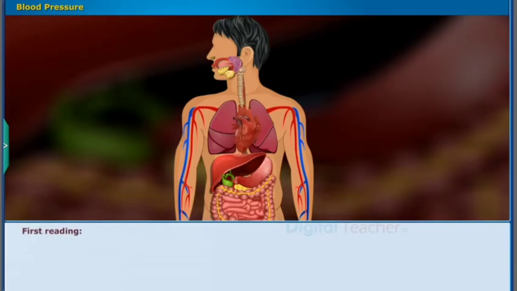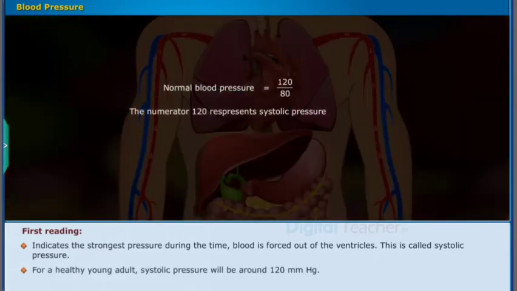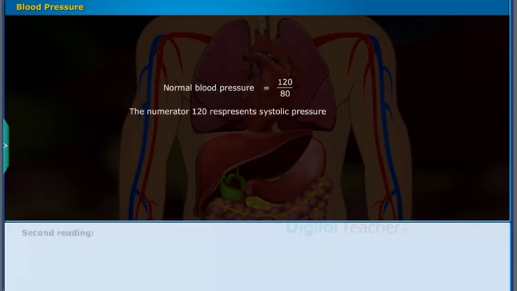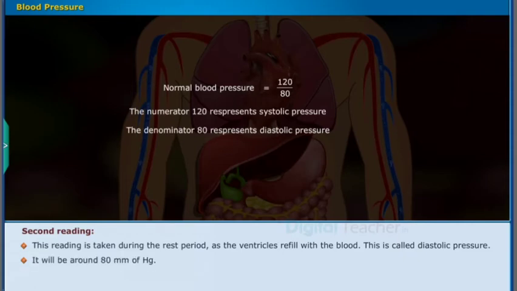The first reading indicates the strongest pressure during the time blood is forced out of the ventricles. This is called systolic pressure. For a healthy young adult, systolic pressure will be around 120 mmHg. The second reading is taken during the rest period as the ventricles refill with blood. This is called diastolic pressure. It will be around 80 mmHg.